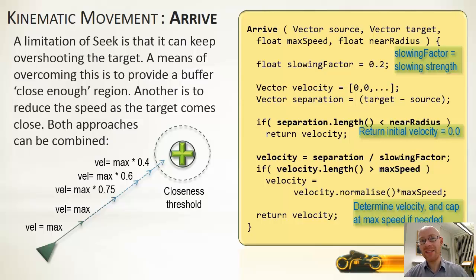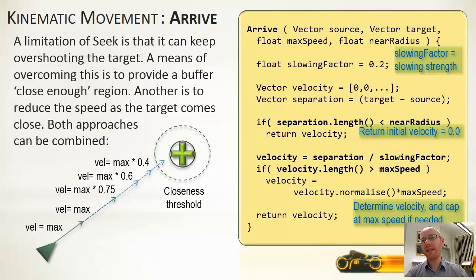If that if isn't true, what it means then is that our distance away from the target is greater than or equal to the near radius. So we have a bit of work still to do. So we're going to head towards it. So we work out initially velocity is equal to separation divided by the slowing factor. This is a way of having a guess at the velocity. And basically, the further out we are, the faster we're going to try to move towards it. And that's where the slowing factor can come in. That will control how quickly or at what point we want to start slowing down.